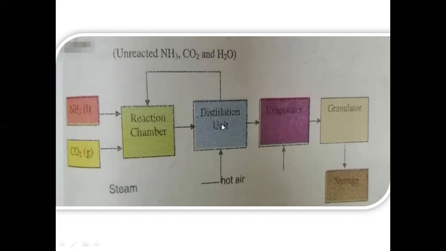The unreacted ammonia, carbon dioxide, and water will go back to the reaction chamber, while the urea, which is in the liquid or solution form, is passed to the evaporator, where hot air is passed through the evaporator and all the water will evaporate out, leaving behind the solid urea. That urea is cooled down and passed through the granulator, where granules of urea are formed and then they are stored and marketed.